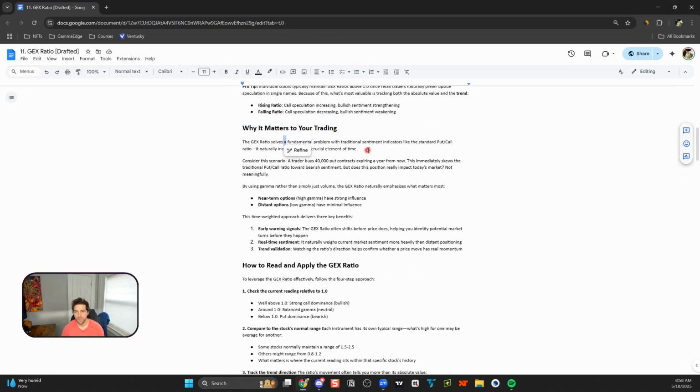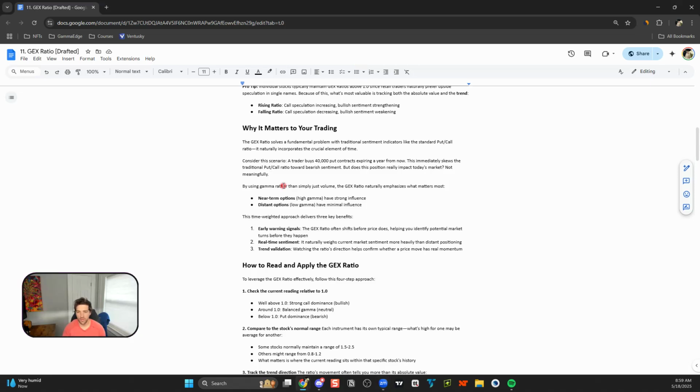So in terms of why the GEX ratio matters to your trading, it solves a fundamental problem with traditional sentiment indicators like the standard put call ratio, and that is that the GEX ratio incorporates the critical element of time. So consider this scenario. A trader buys 40,000 put contracts expiring a year from now. This immediately skews the traditional put call ratio towards bearish sentiment, right? But does this position really impact today's markets? Not meaningfully.